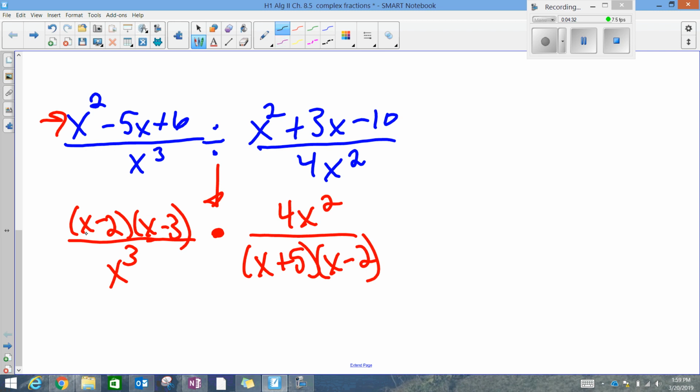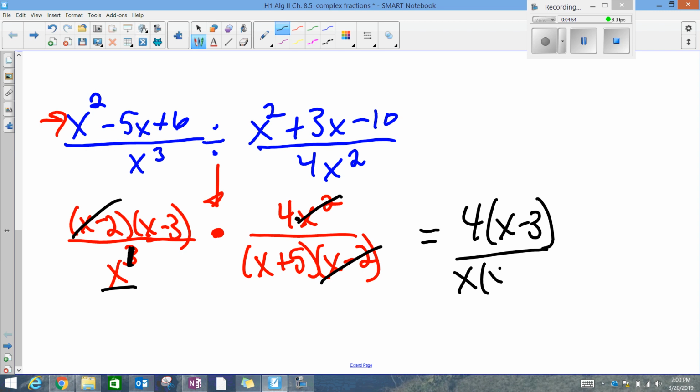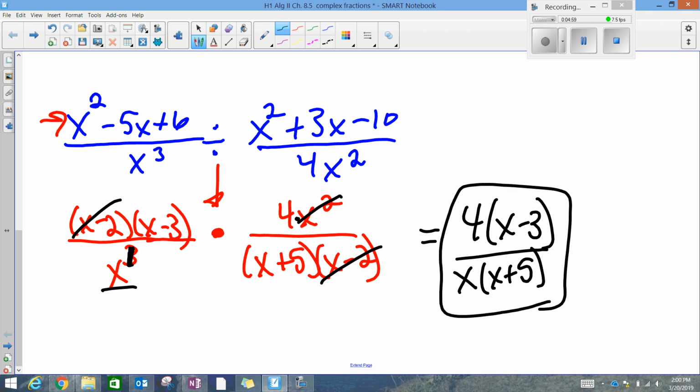Now I cancel. My x minus 2's cancel, and these are singles. So think about this as 4 times x squared. So this x squared simplifies with this x to the third down below, and leaves me just 1x. So my final answer is 4 times x minus 3 over x plus 5. It would not be wrong if you went ahead and distributed, to make it 4x minus 12 over x squared plus 5x, but I would actually rather you leave it like this because that shows that nothing more can cancel.